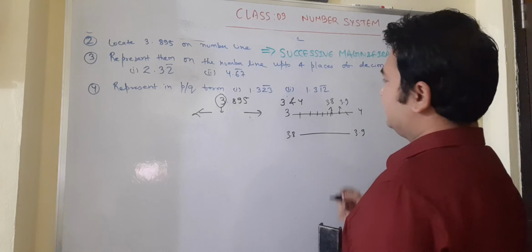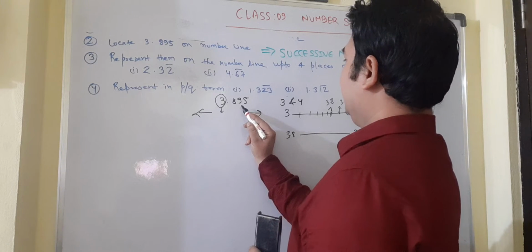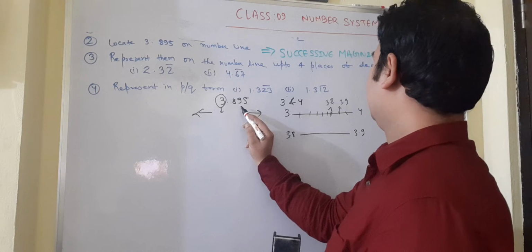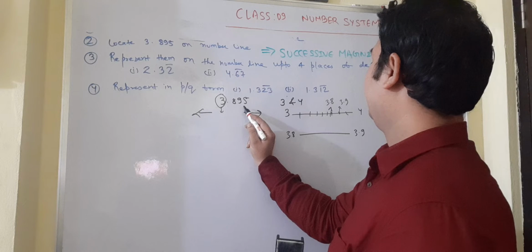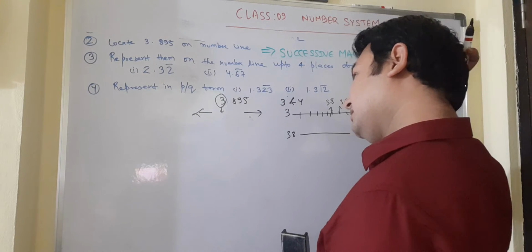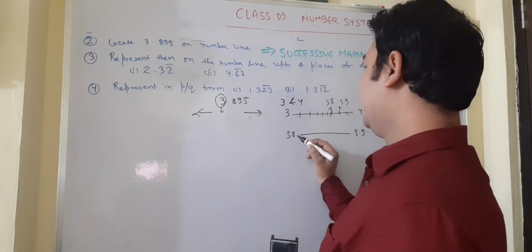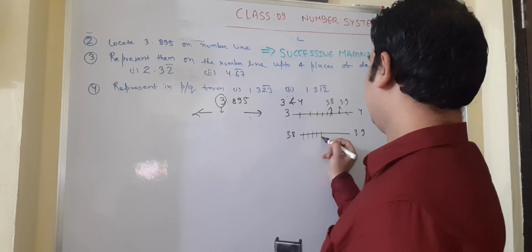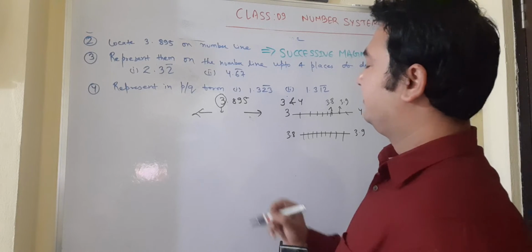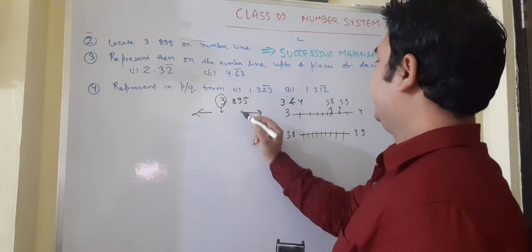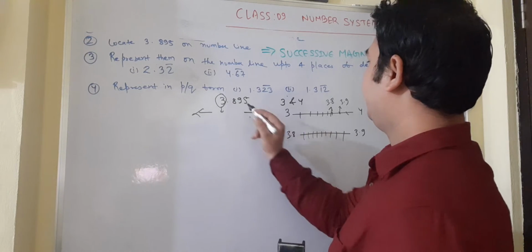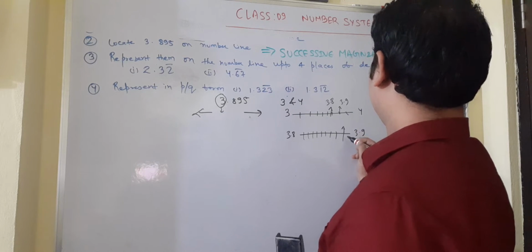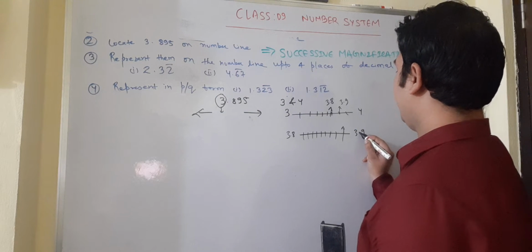Where in this line does it lie? Between... this is 3.895. So 3.895 has crossed 3.89, but 3.9 has not yet begun. So if you divide this into 10 equal parts, 1, 2, 3, 4, 5, 6, 7, 8, 9 and the 10th itself. So this will be the 9th part. After the 9th part, 1, 2, 3, 4, 5, 6, 7, 8, 9. It will lie between this and 3.9.